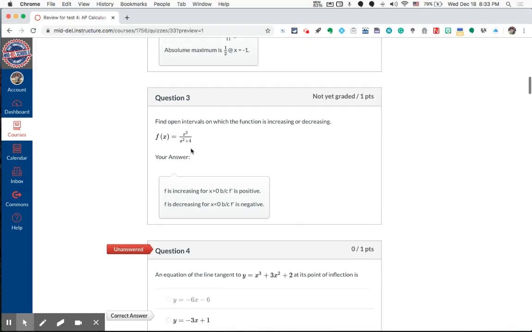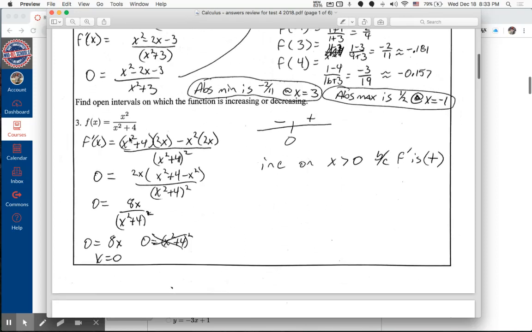Number 3. Find open intervals for which the function is increasing or decreasing. So I need to take the derivative. So that's going to be quotient rule. So bottom times the derivative of the top minus the top times the derivative of the bottom over the bottom squared. Notice that both of these have a 2x in it. So I factored the 2x out. That left me with x squared plus 4 and the minus x squared. These x squareds cancel. Leaves me with 4 times 2x, which gives me 8x.